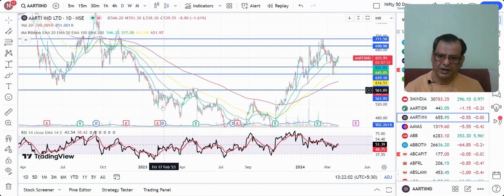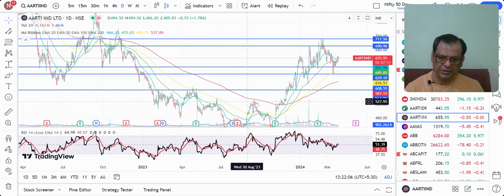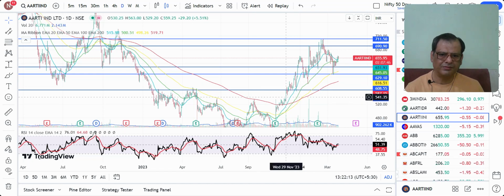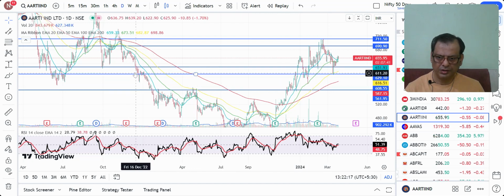So if you see here, this is touch, touch, touch, touch, touch, touch, touch, then down. This is resistance. Price has gone up. Now it becomes support. But this is just to show you that this was a support.